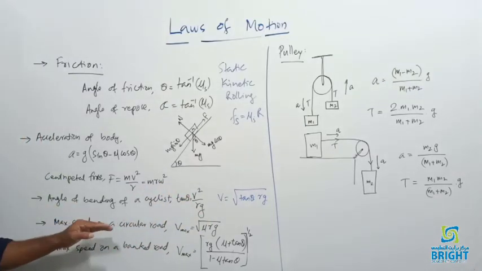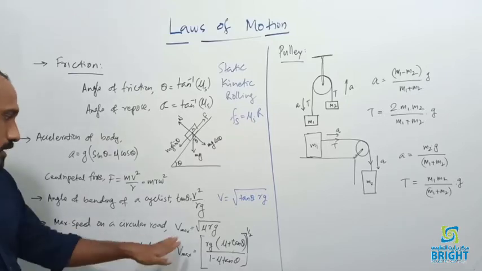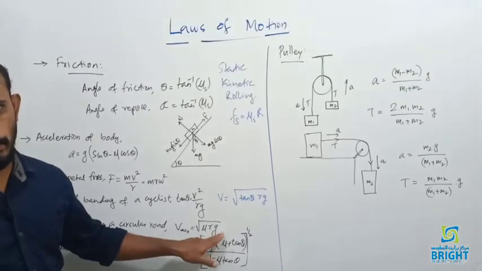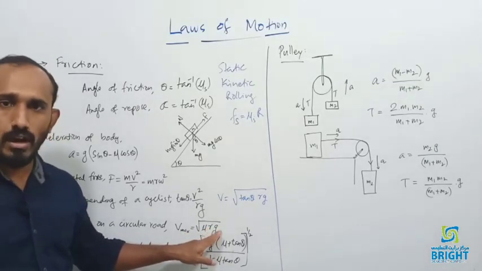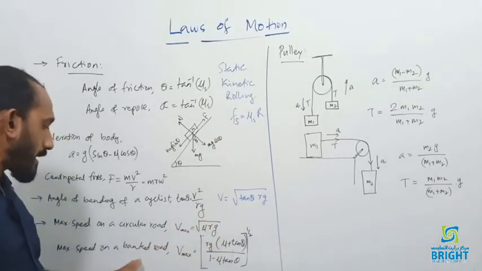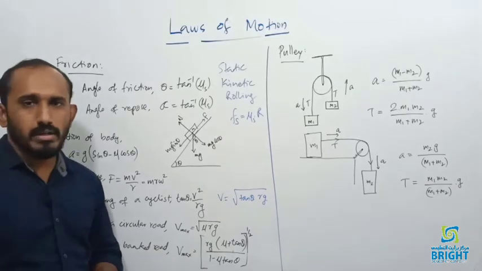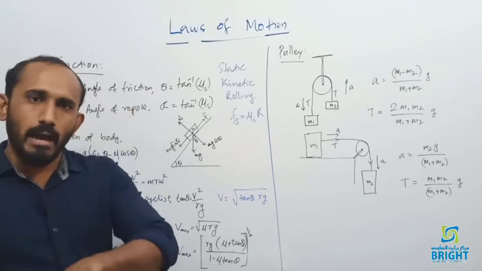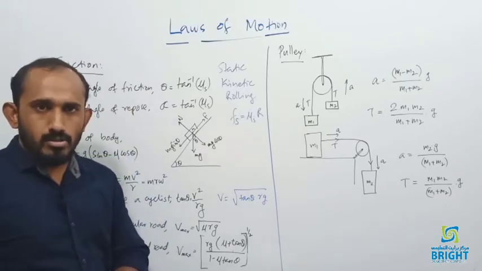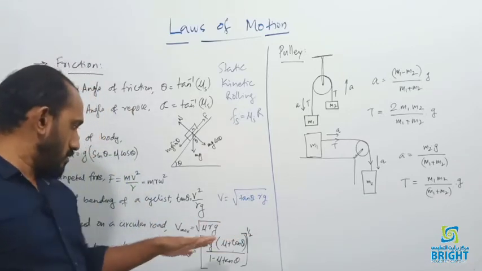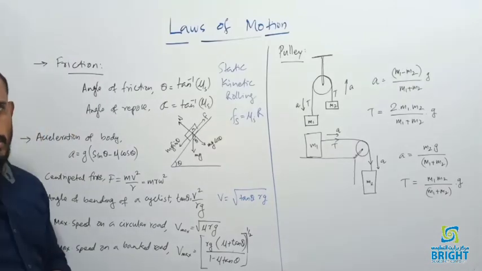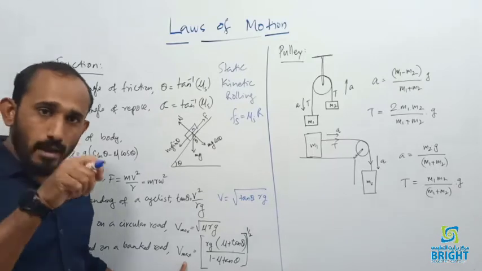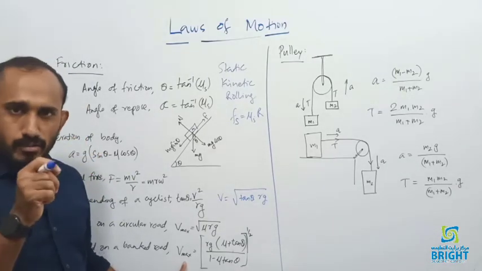Now, if a car on a level road is moving with friction mu, then v max is equal to root of mu rg. R is the radius, g is the acceleration due to gravity. And if a banked road is there, you know what a banked road is? One edge of the road is raised by banking, and it is called a banked road. Otherwise it would be a level road on a curve. To get sharp turns, we come across the banked road. The maximum speed depends upon the angle of banking or the angle of repose also.